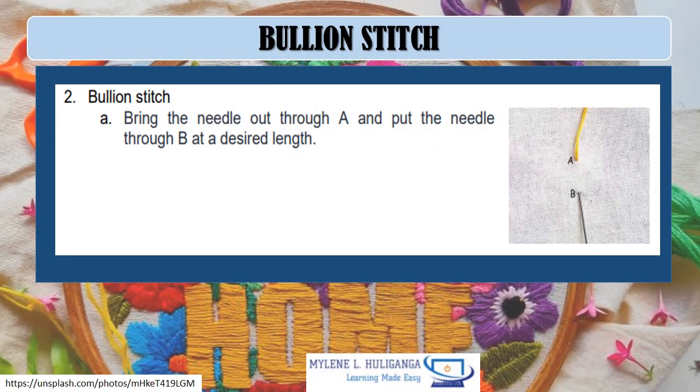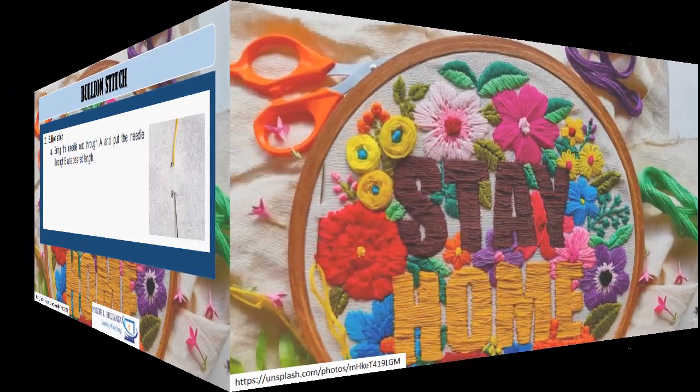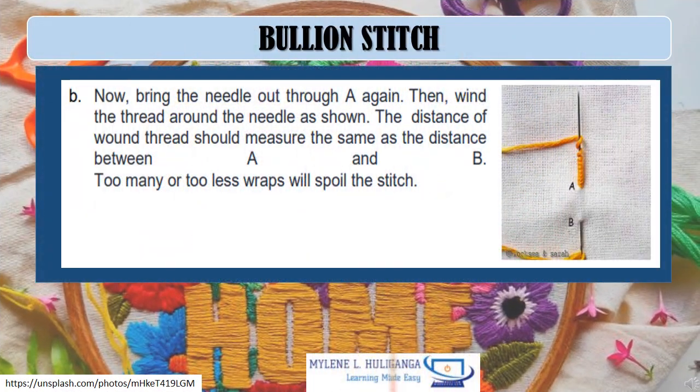Bullion stitch. Bring the needle out through A and put the needle through B at a desired length. Now bring the needle out through A again. Then wind the thread around the needle as shown. The distance of wound thread should measure the same as the distance between A and B. Too many or too few wraps will spoil the stitch.